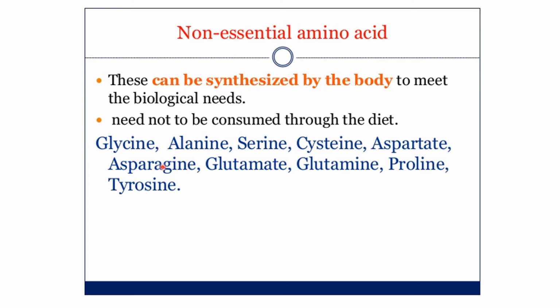What are the different amino acids which are non-essential? Glycine, alanine, serine, cysteine, aspartate, asparagine, glutamate, glutamine, proline, tyrosine. Okay, so these are the non-essential amino acids which can be synthesized by the body. That's the reason why they need not be consumed externally.